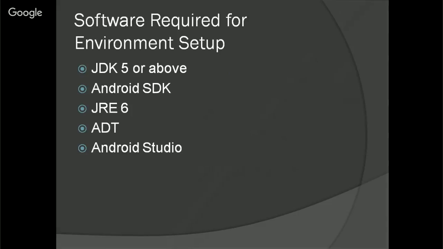The other thing that we need is the Android SDK. The software development kit of Android is one of the keys of Android development, or the environment of Android needs the software development kit. JRE is the other essential thing that we need. JRE 6 is the minimum requirement for Android development. In order to develop Android application, we need to have JRE 6. ADT is the Android development tool which we need to install in our system.